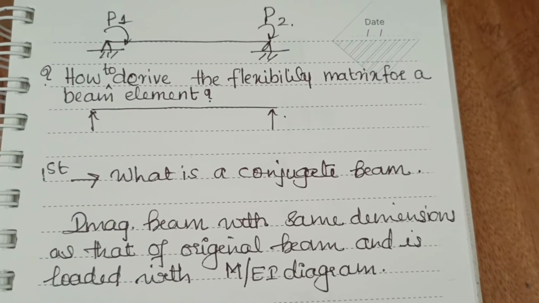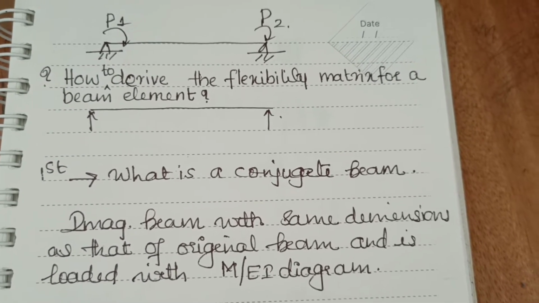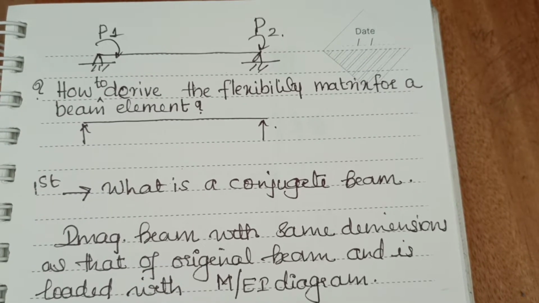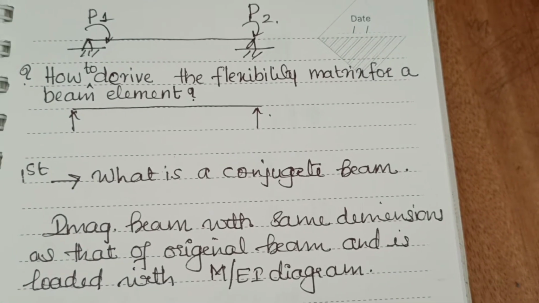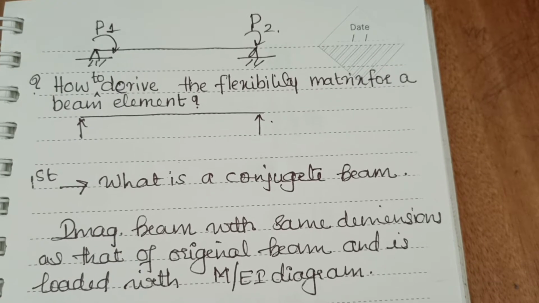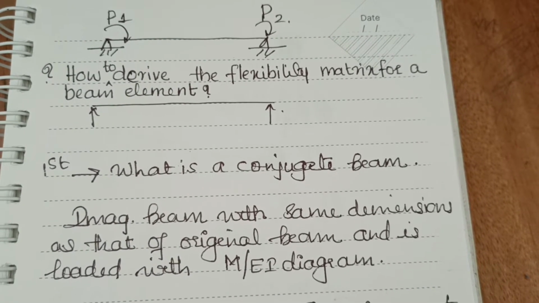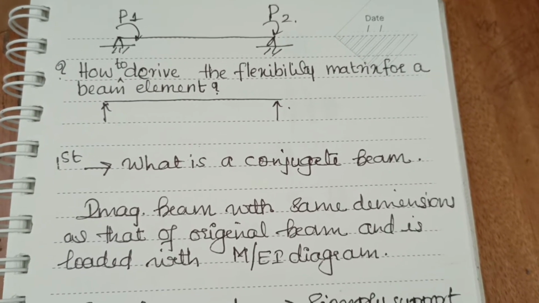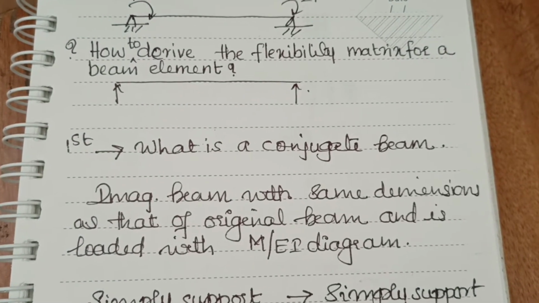Today we are going to see an important derivation in flexibility method of analysis, which is how to derive the flexibility matrix for a beam element. Here I am considering a beam with span L and is acted upon by two moments at both ends, P1 and P2. The beam is simply supported.